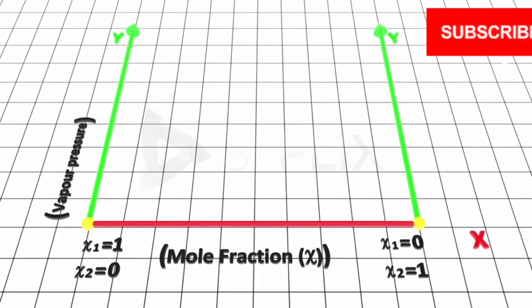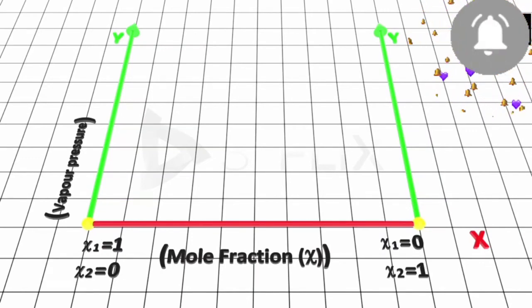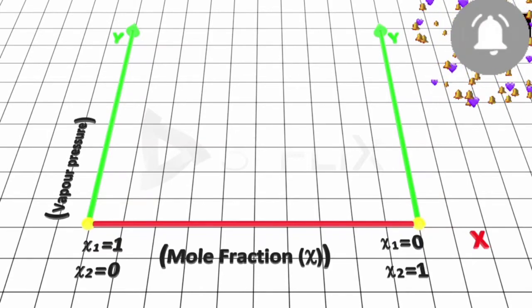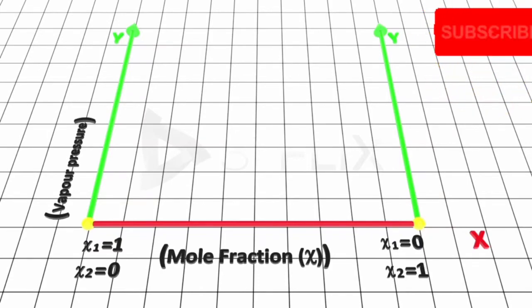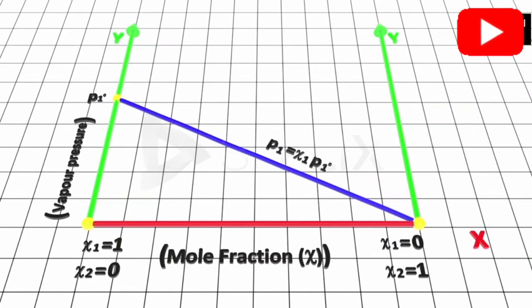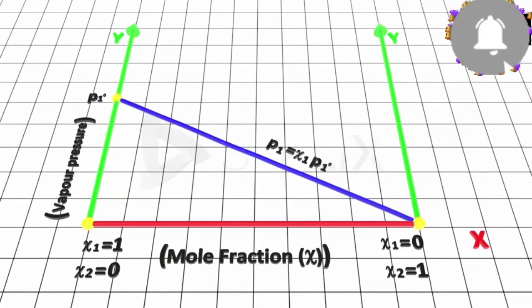From equation 2, we can observe that P total is a linear function of mole fraction x2, as P1 naught and P2 naught are constants at a particular temperature. This means that the plot of partial vapor pressure versus mole fractions x1 and x2 should be a straight line.